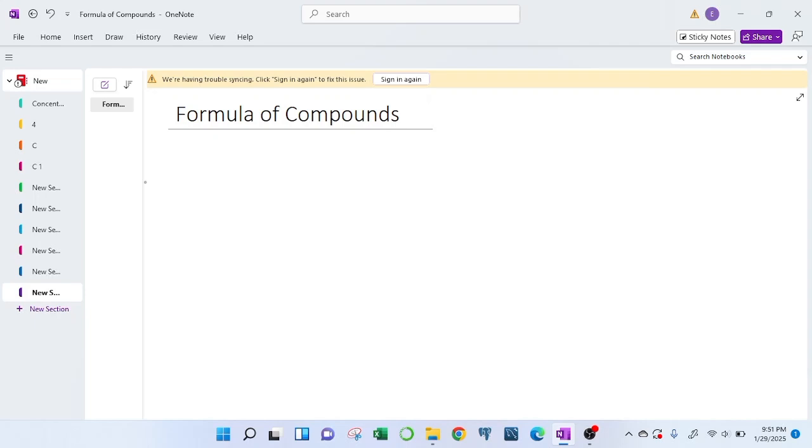And for this class, we'll be focused mostly on inorganic compounds. For formula of organic compounds, that is a whole different situation. All right, so the first thing is, what is the formula of a compound? Practically, the formula of a compound is the representation of a compound by using the symbols of the component elements of that compound.